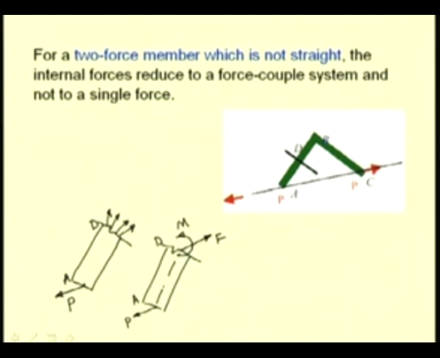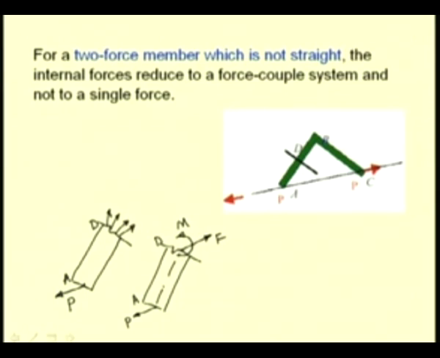If we consider this free body diagram, for the portion to be in equilibrium, the sum of these two forces has to be 0, and the moment of this force P about this point should be equal to this anticlockwise moment M that we have marked at D. So, for a two force member which is not straight, the internal forces reduce to a force and a couple.